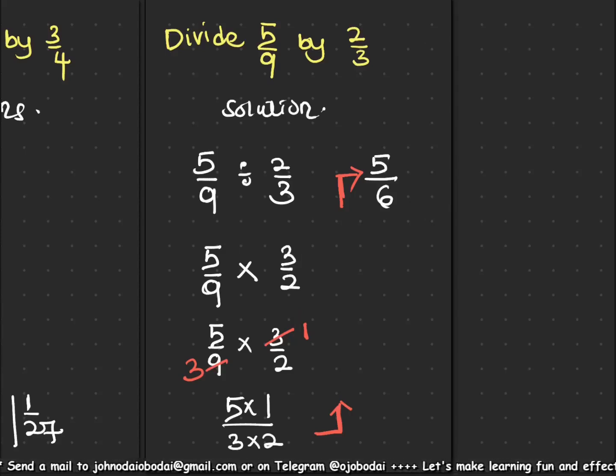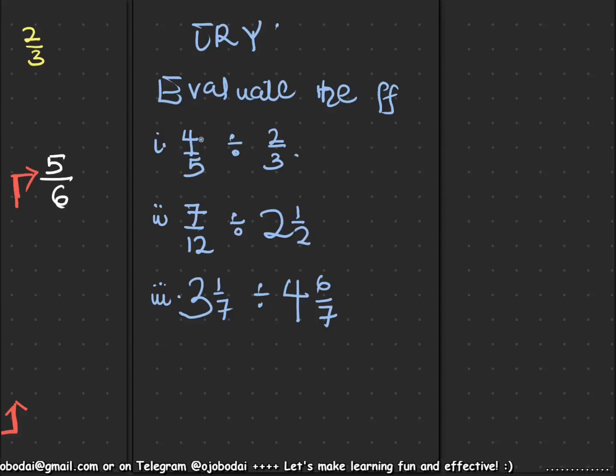Now, I'm writing out some questions you can try on your own to test your understanding as well. The first one says you have to evaluate the following: 4 over 5 divided by 2 over 3. The second one says 7 over 12 divided by 2 whole number 1 over 2. And our last one, we have 3 whole number 1 over 2 divided by 4 whole number 6 over 7.